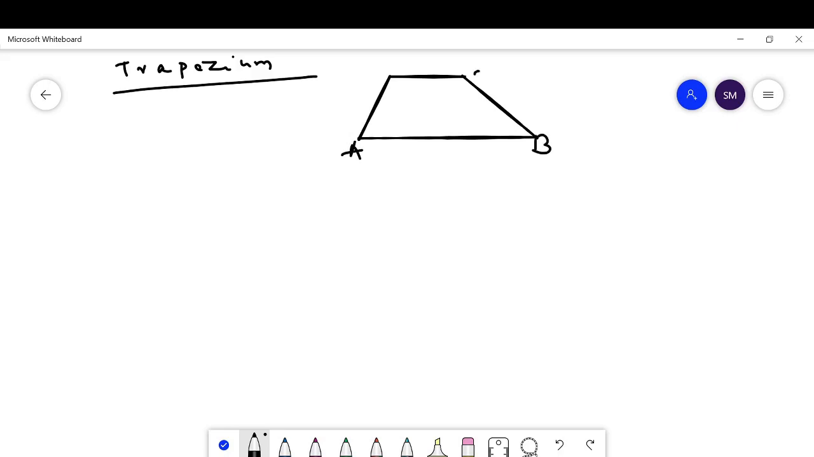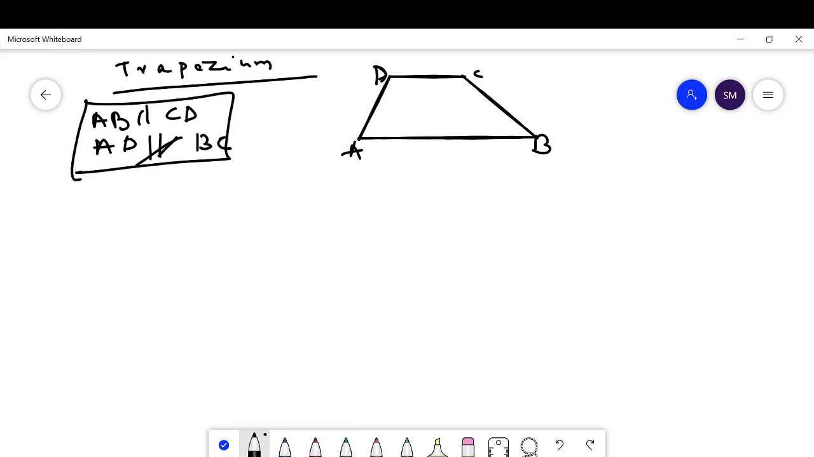Suppose ABCD is a figure. This is a trapezium. Here AB is parallel to CD, but AD is not parallel to BC. A quadrilateral ABCD in which at least one pair of sides is parallel is called a trapezium. Then, the isosceles trapezium is the trapezium in which the two non-parallel sides have equal length.